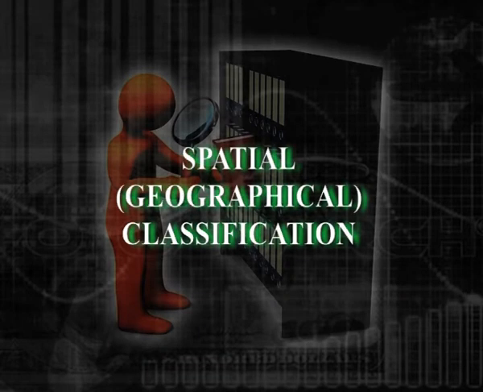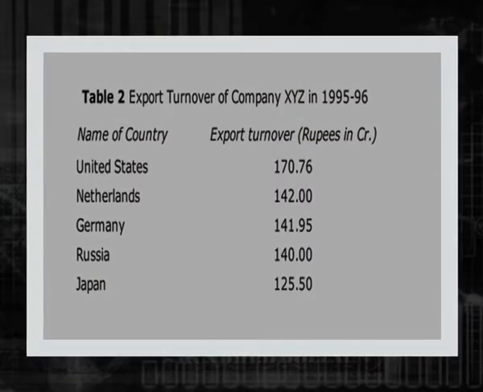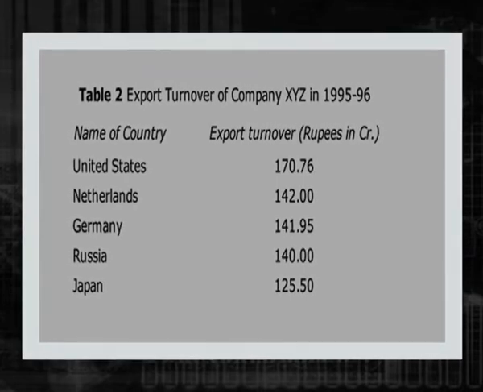The fourth point, spatial or geographical classification. The data depict phenomena at different physical locations. It is essentially a type of quantitative or qualitative distribution, but it is generally considered a distinct classification. Spatial classifications are usually listed in alphabetical order for easy reference. For example, data relating to XYZ company's export trade with various countries during the year 1995 to 96 is given in table 2.